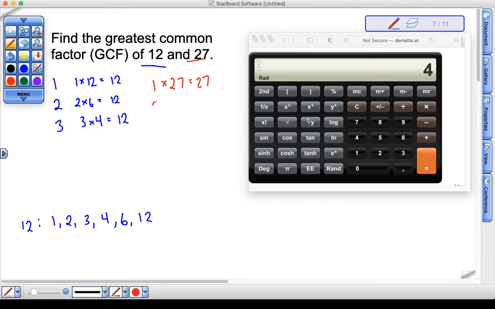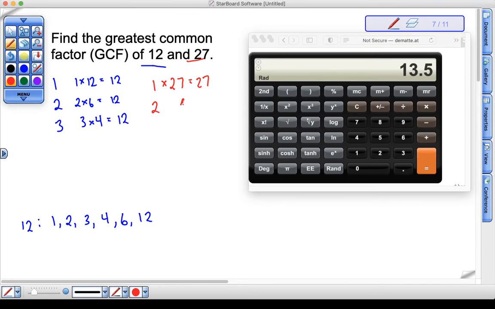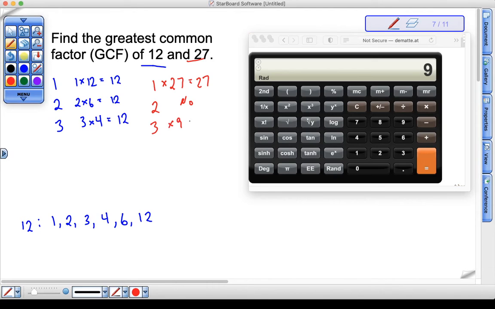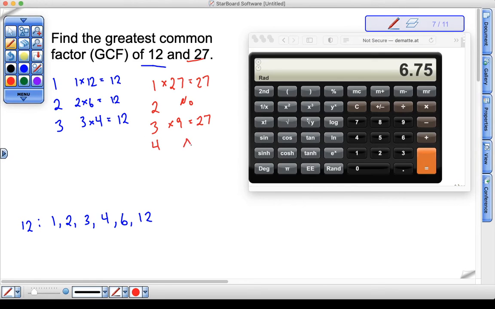The next number to try is going to be a 2. So using the calculator, 27 divided by 2 is a decimal. That means that one is not going to work, so it's a no. I can then try putting in a 3 to see if that works. So 27 divided by 3 is 9. So I can say 3 times 9 is 27. But then I'm going to be trying 4. I want to see, is 27 divisible by 4? 27 divided by 4 is a decimal, so that is a no.